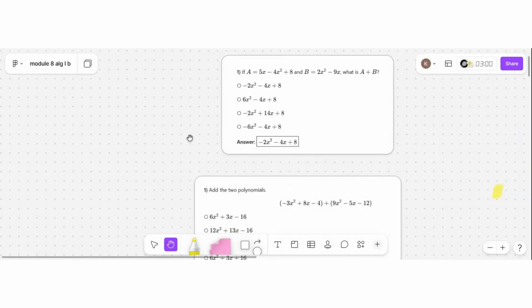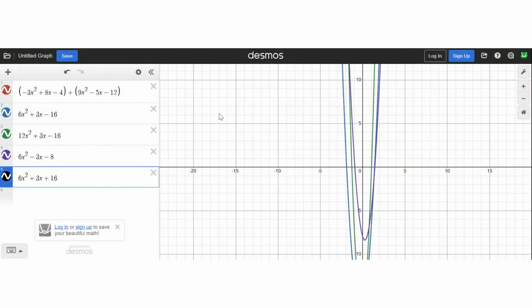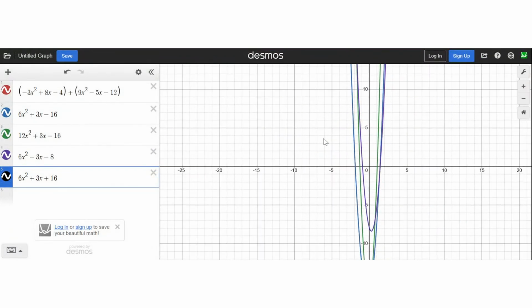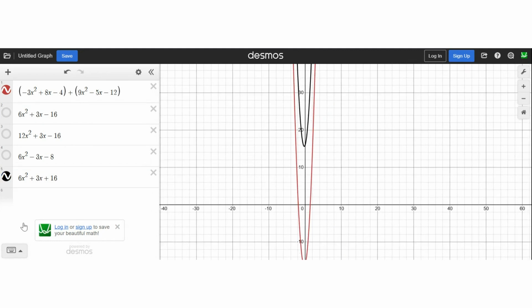Let's go to the next problem here. Add the two polynomials. So I'm going to go ahead, type this in, and again, type each of the four possible answers, which you see I did here. I get a bunch of graphs, just like the other ones. I'm going to undo these. So I just have the red line here, and then I'm going to work through them and see which one overlaps. So the first one here, you see it doesn't, so it's not that one.